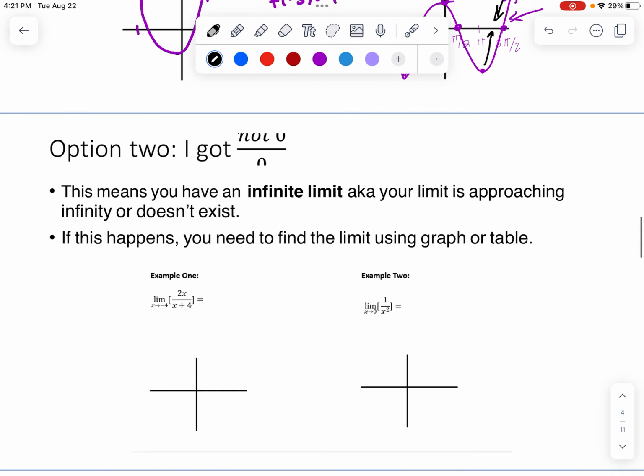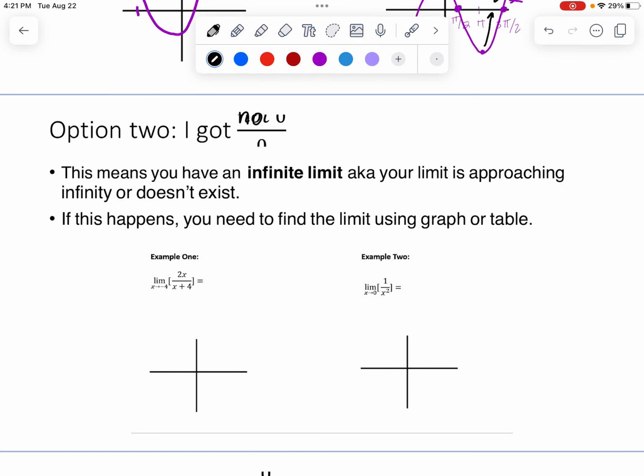Now our next combination is when you get not 0 over 0. So again, you get something like 7 over 0 or -12 over 0. This means you have an infinite limit. So your limit is either going to be approaching infinity, negative infinity, or it doesn't exist. So it could be negative or positive infinity. I'm going to add that there.